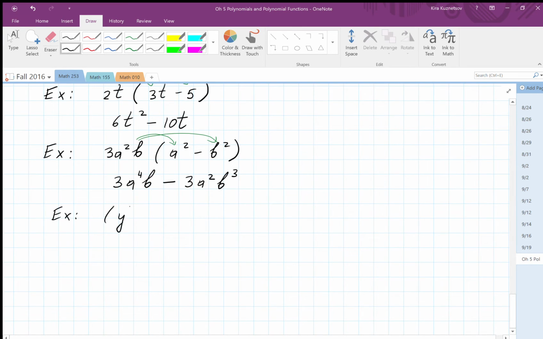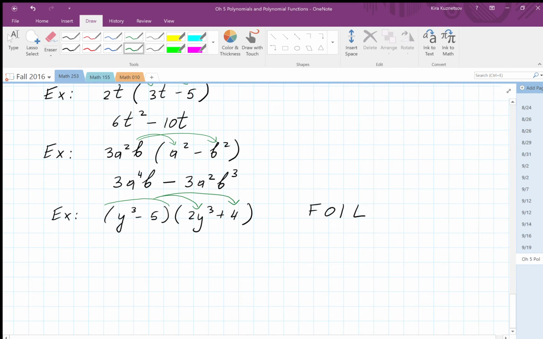My next example is binomial times another binomial. Usually we call this the foiling method. First, outer, inner, last. What you want to make sure is that everybody is being multiplied by everybody. So if you treat this as a single entity, you want to make sure that it's multiplied by this and by this.